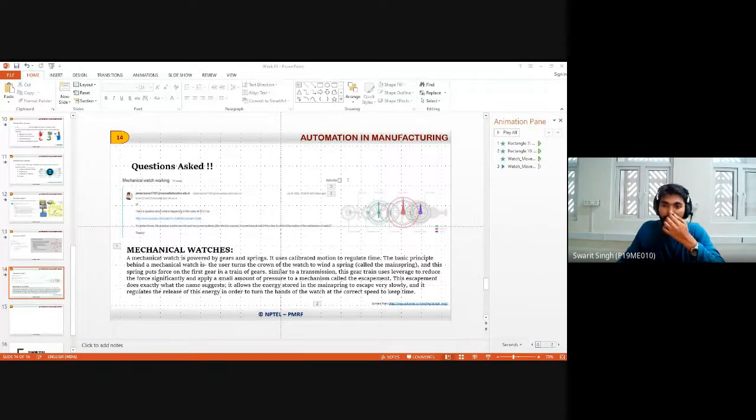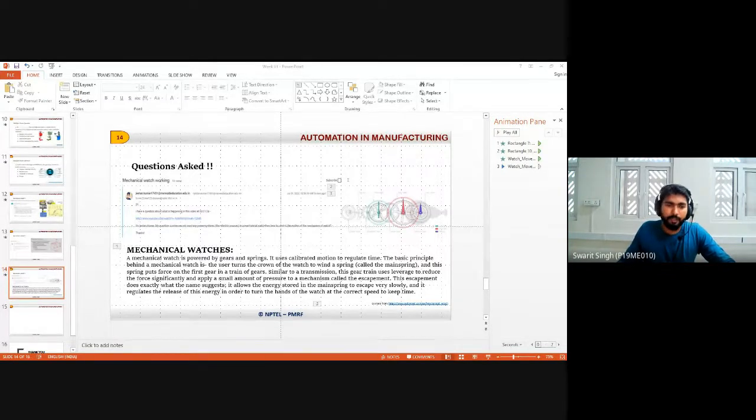You can see in this GIF how the clock hand is rotating. There are lots of gear trains and it is rotating like this. So this is how a mechanical watch works.